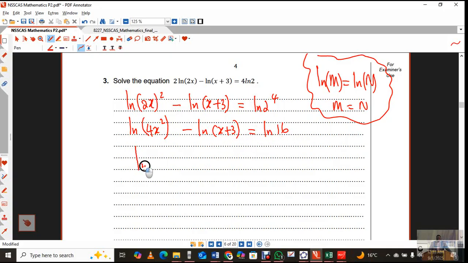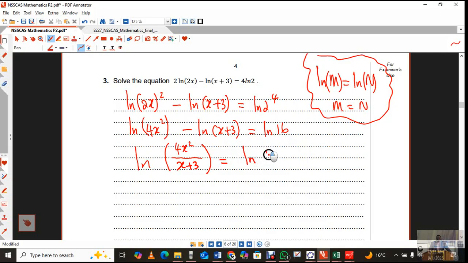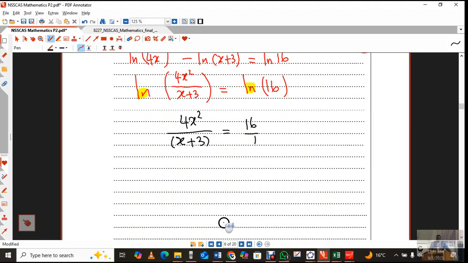of 16. Now this becomes, using the properties, when you subtract logs of the same base, you divide the numbers. 4x squared all over x plus 3 is equal to the natural log of 16. Now I'm where I need to be with regard to this property. If I have the natural log of something equal to the natural log of something, I can just drop them. At the end of the day, I'm just having 4x squared over x plus 3 is equal to 16. You can just as well put that 16 over 1, and then put this in brackets. It becomes an algebraic problem that you should be able to solve.